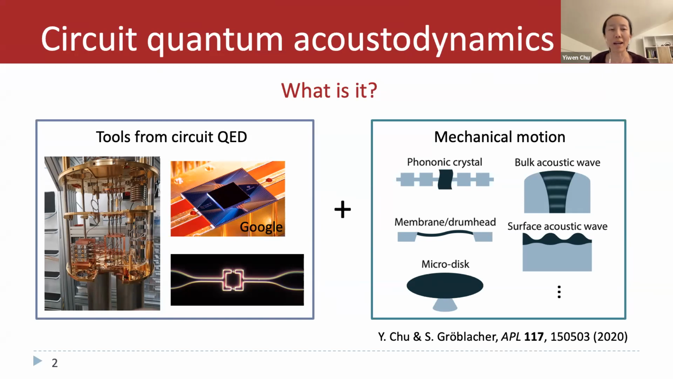And the idea is to combine these things together to, on the one hand, again, use these sophisticated quantum tools from circuit QED to control these mechanical systems, but also to think about whether these mechanical systems can contribute something to these quantum circuits, right? I mean, mechanical motion is a very different degree of freedom than electromagnetic circuits, and maybe has some unique properties that could be useful when incorporated into quantum technologies. And I'll get back to that at the end of my talk.